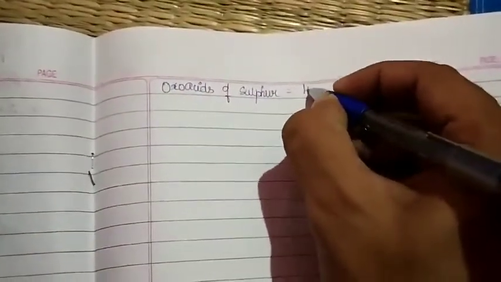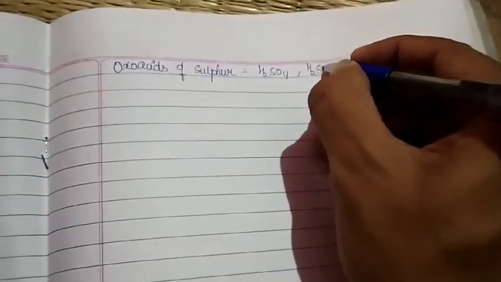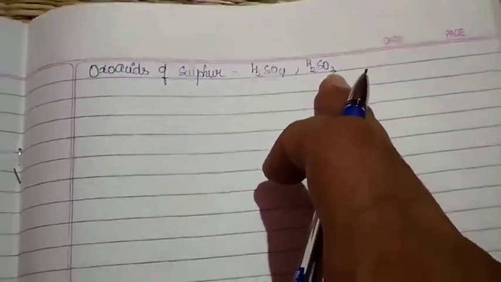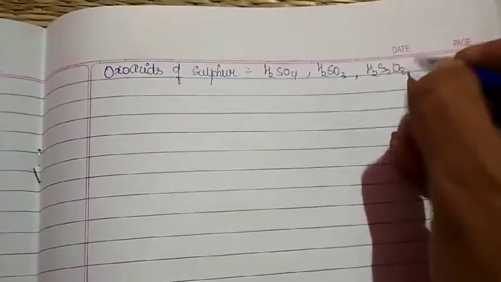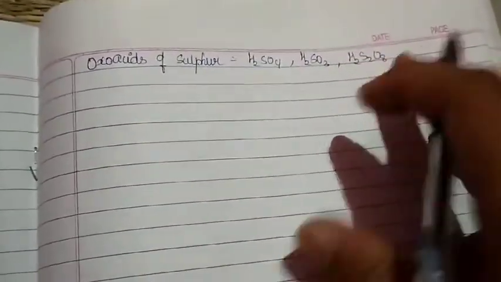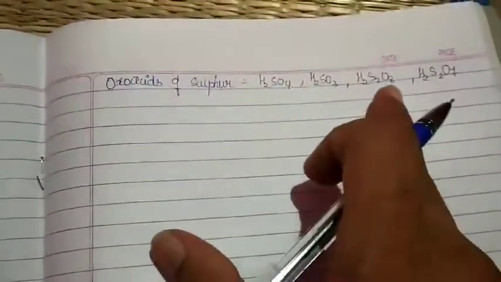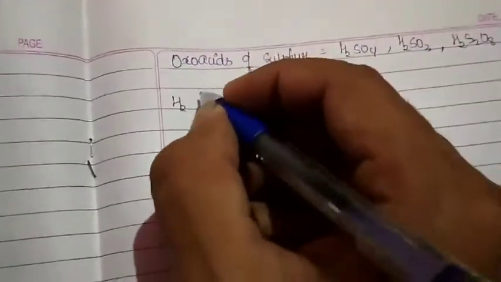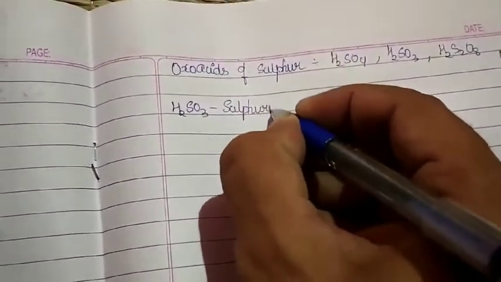So basically we are going to see 4 important oxo acids of sulfur. One is your H2SO4, just the structures we are going to see. Then your H2SO3, that is sulphurous acid. Then H2S2O8, which is called peroxo disulphuric acid. Then H2S2O7. All these structures will be studied now one by one. So first of all, let me go with my sulphurous acid, that is my H2SO3. Okay, so first of all, the structure is in this way.